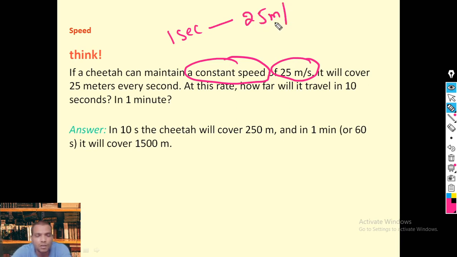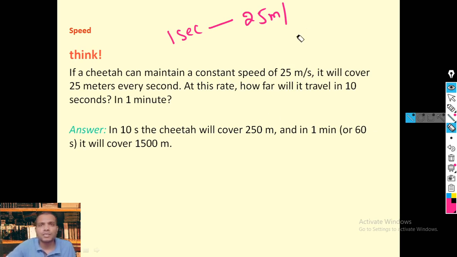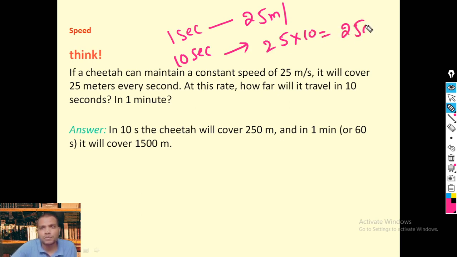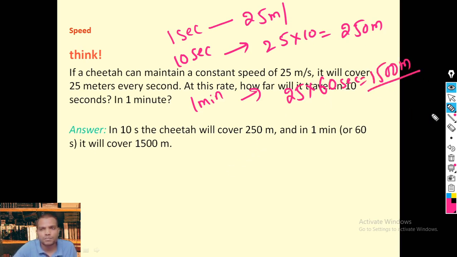That is the speed. So if that is speed, how far will it travel in 10 seconds and in 1 minute? So this is the simplest question. We know that the speed of the cheetah is 25 meters in 1 second. Now the question is, in 10 seconds how many meters does it cover? Just multiply that: 25 times 10, it covers 250 meters. And in 1 minute, it covers 25 times 60 seconds, which gives us 1500 meters. So this is a very small example.